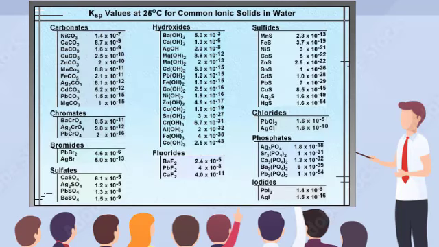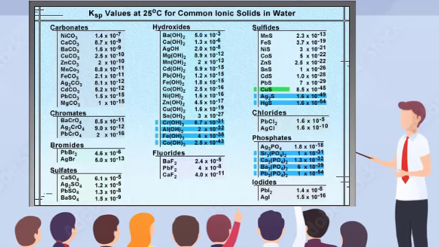The KSP values for many common ionic solids at 25 degrees Celsius are listed in many chemistry textbooks. Notice that KSP values do not have units. Small KSP values have large negative exponents, indicating that the compound is highly insoluble, whereas large KSP values have small negative exponents, indicating that the compound is very soluble.